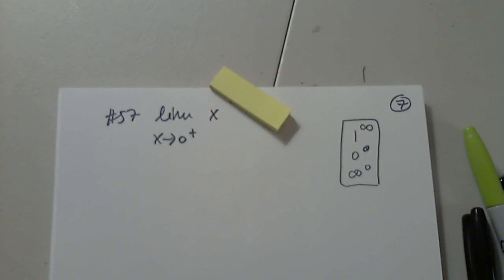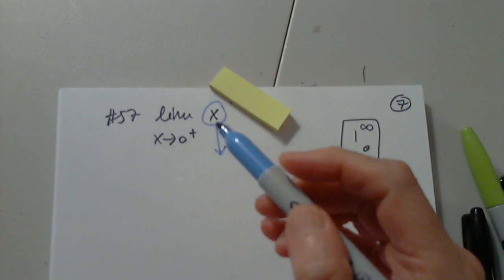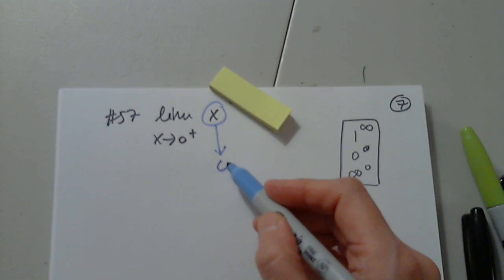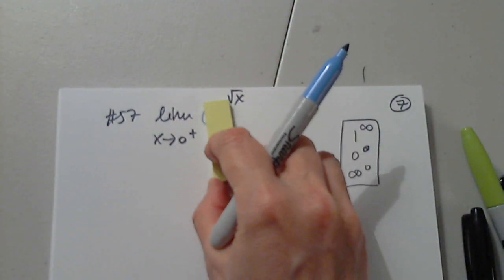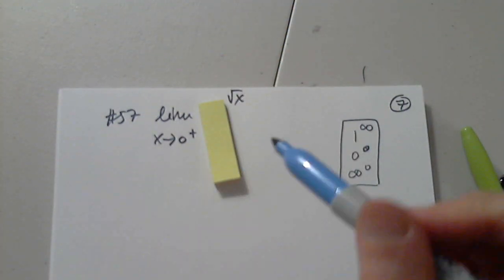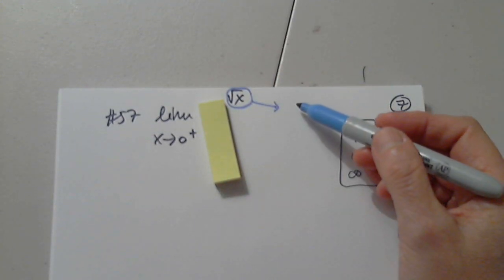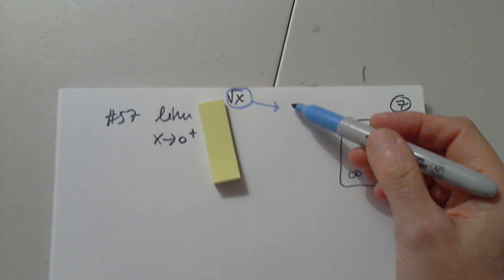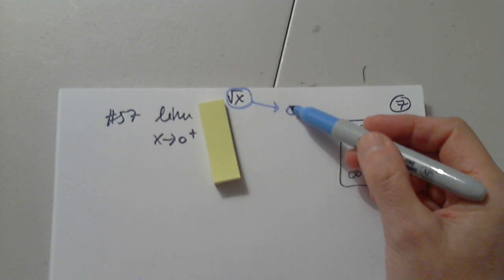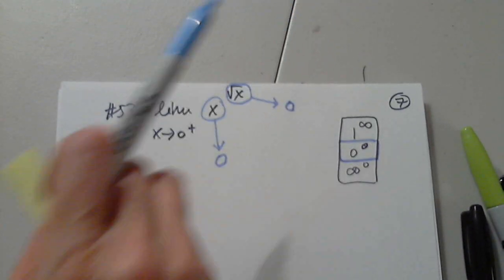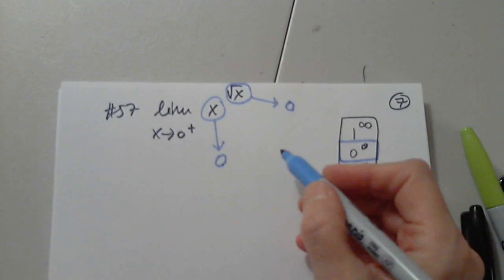When x approaches 0 from the right, the base approaches 0. Excellent. When x approaches 0 from the right, the square root of x approaches 0, of course. So we are looking at the situation 0 raised to power 0.